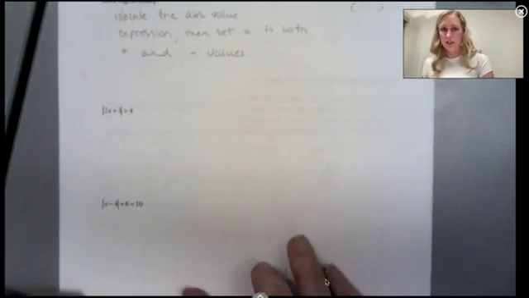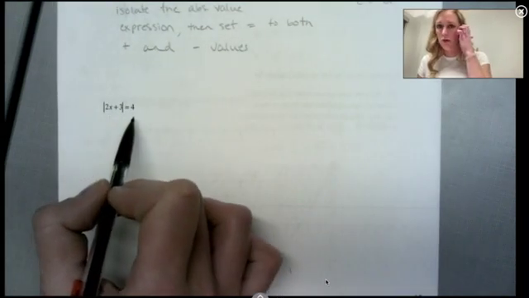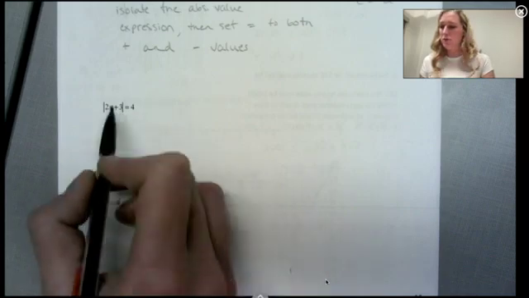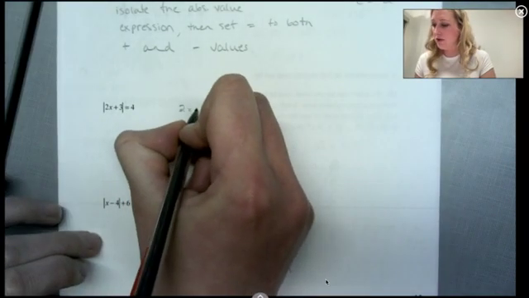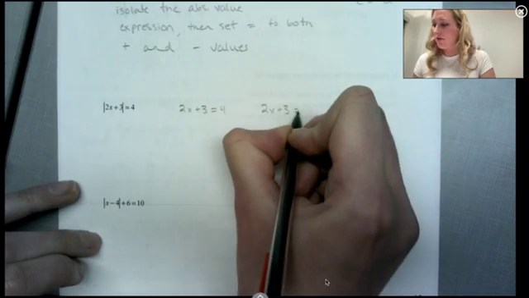All right, so let's take a look at this. I have 2x plus 3. It's isolated. There's nothing in front of it or behind it that I need to get rid of first. So we're going to set 2x plus 3 equals 4, and 2x plus 3 equals negative 4.